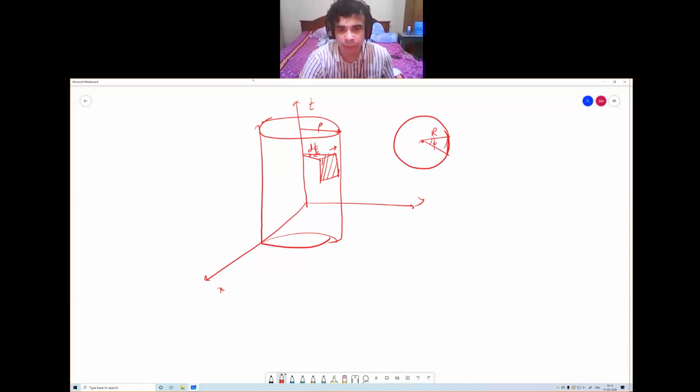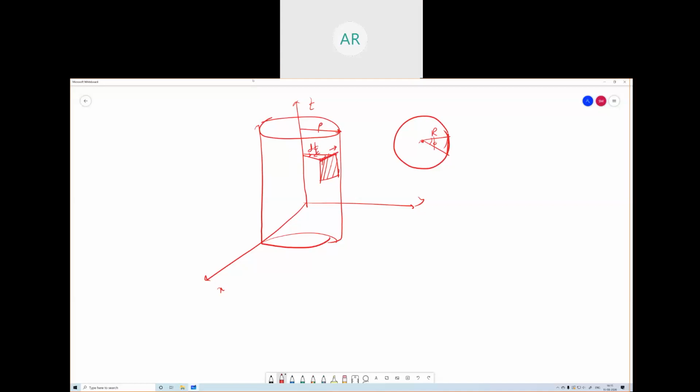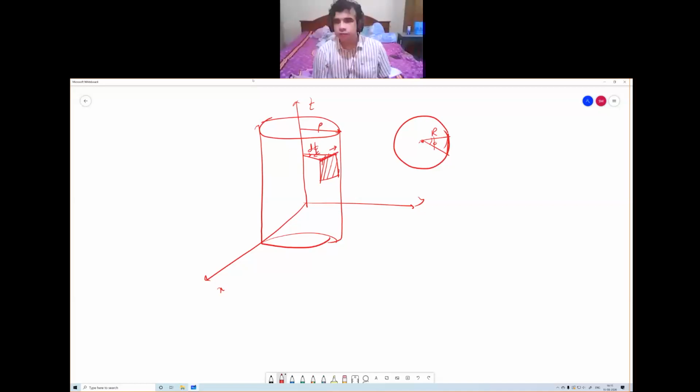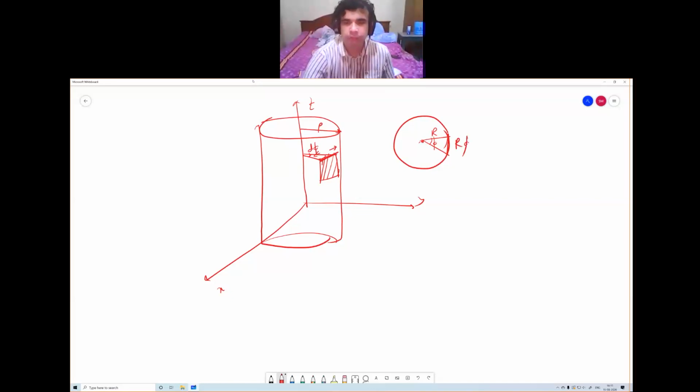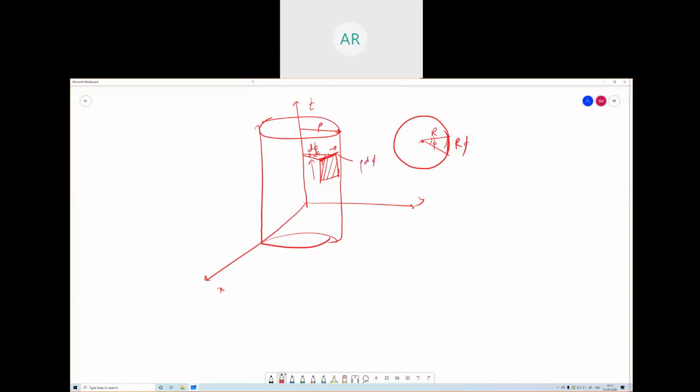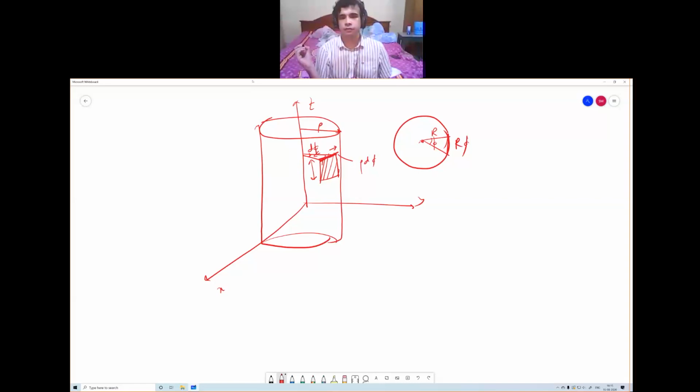Now this is subtending an angle of d phi. So what is the length of this? Same concept. This is r phi, so the length will be rho into d phi. Rho into d phi. Very good. What is the length of this?